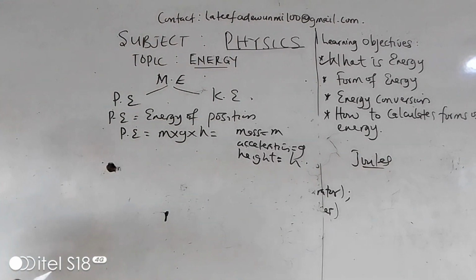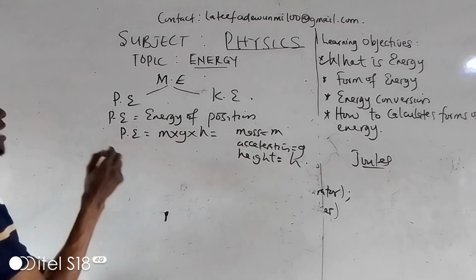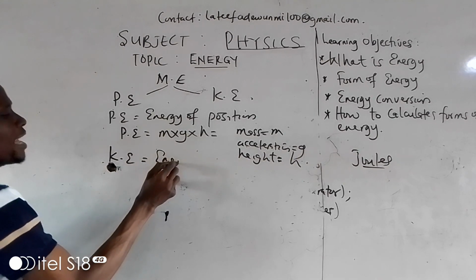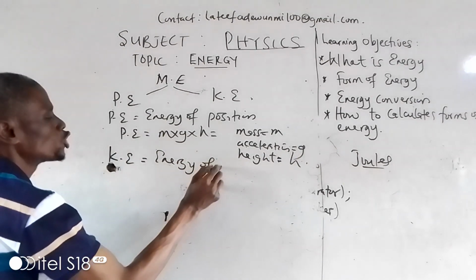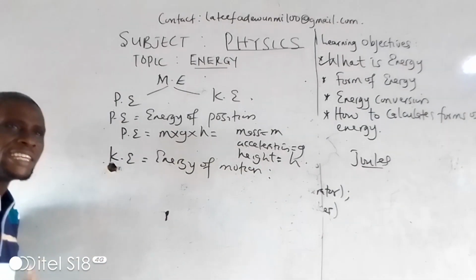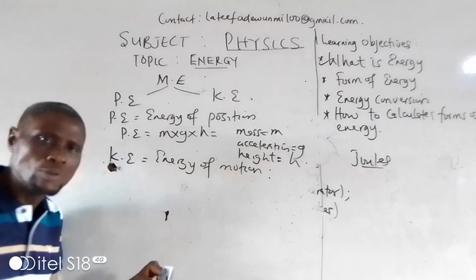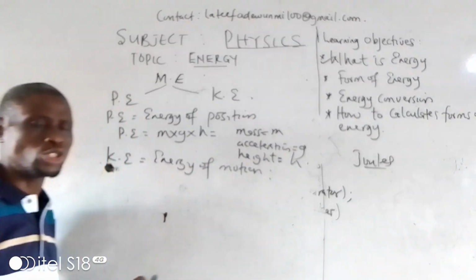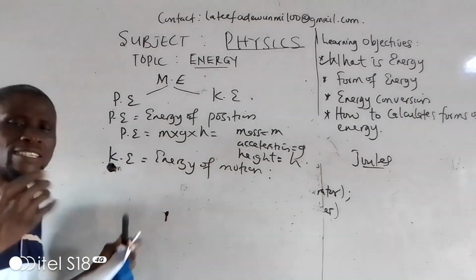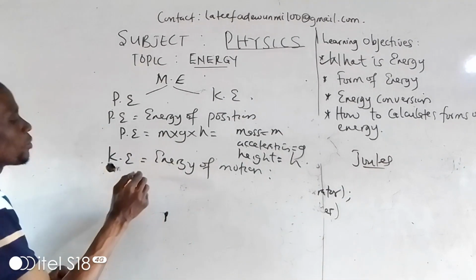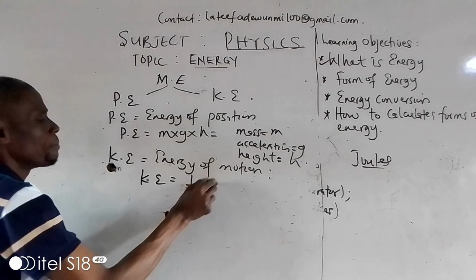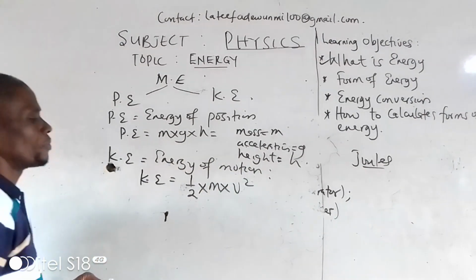Now, what about kinetic energy? KE, kinetic energy, is the energy of motion. When you say the word kinetic, kinetic has to do with movement, motion. So what is the formula for calculating kinetic energy? The formula for calculating kinetic energy is half times mass times v squared.